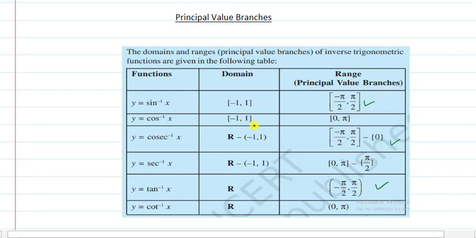And let us talk about the domain. I think there is not a big problem in learning these because they are the same as the ranges of trigonometric functions you have studied. The ranges of trigonometric functions, that is sin x, cos x, cosec x, sec x, tan x, cot x, now become the domains of inverse functions. So you can easily learn these domains if you know the ranges of trigonometric functions.